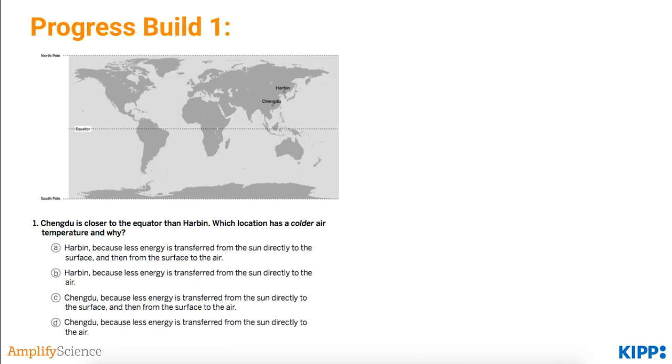Here's an assessment example from Progress Build 1. Pause here and take a hack at it.